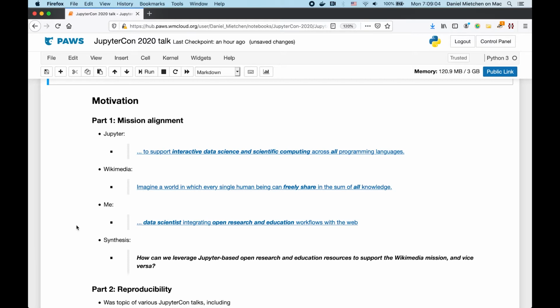And that brings us to a synthesis that we could frame as: how can we leverage Jupyter-based open research and education resources to support the Wikimedia mission and vice versa?